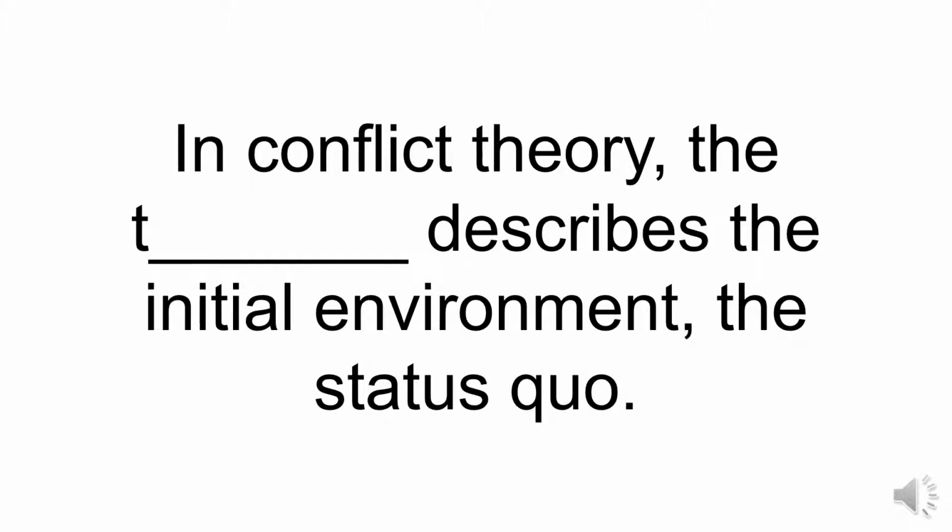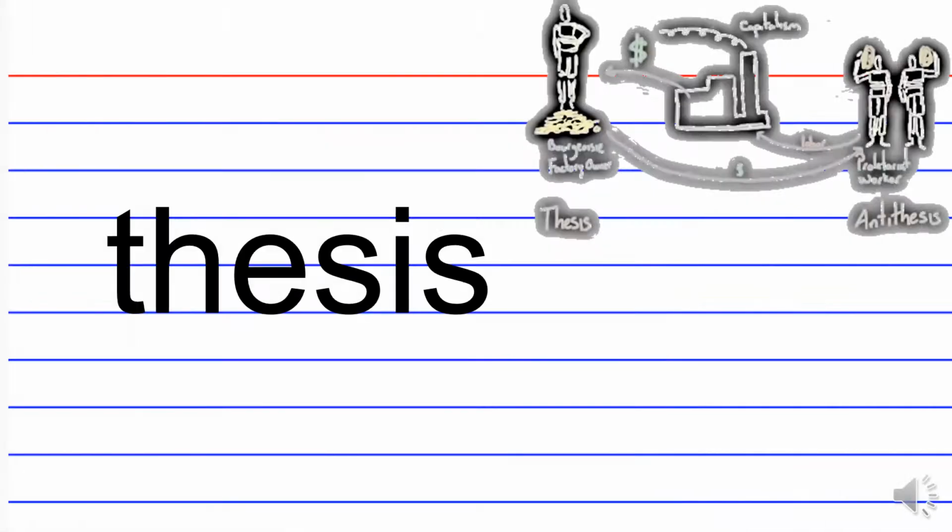In conflict theory, the T blank describes the initial environment, the status quo. So what is this? That would be the thesis. So the thesis describes the status quo, and the status quo is usually the bourgeoisie or the wealthy CEO factory owners, and dissatisfaction is usually conjured up amongst the proletariat, so they usually develop the antithesis.